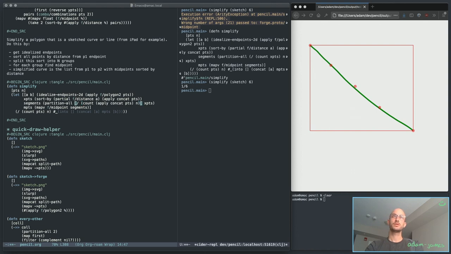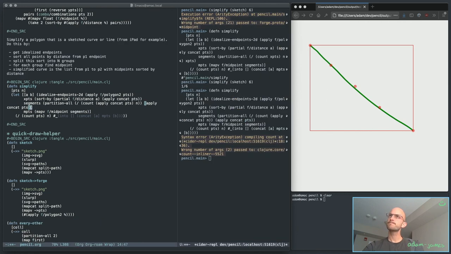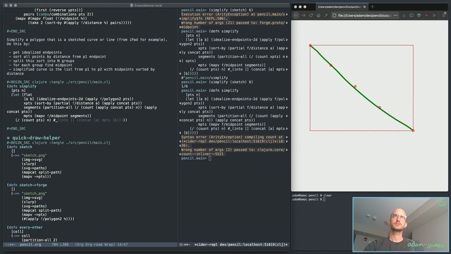Okay, those are the, and then here apply concat points again. Now. Okay, this is ridiculous. Apply concat points. Okay, flat points is that. This, we could just use the original points, that's no problem. Here, X points should be able to work as flat points. Sort by partial distance to A, the flat points list.